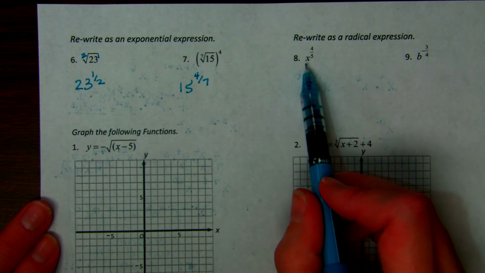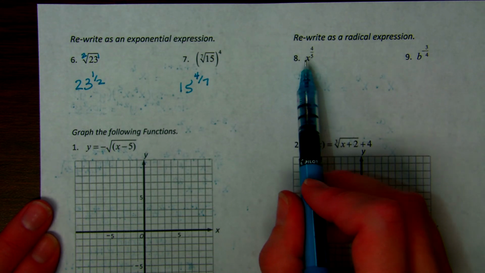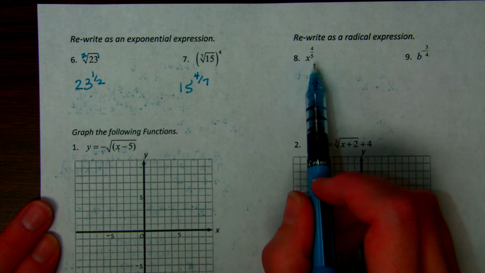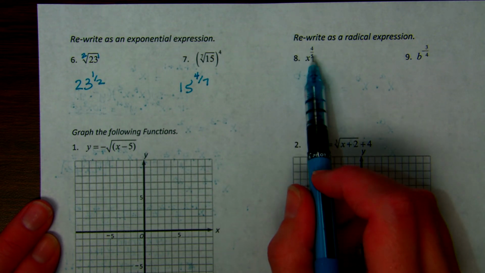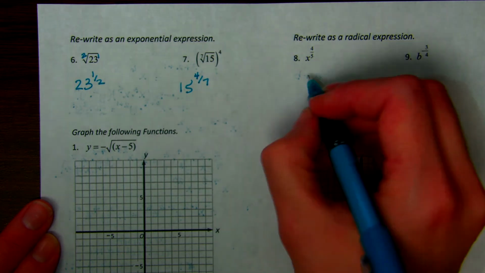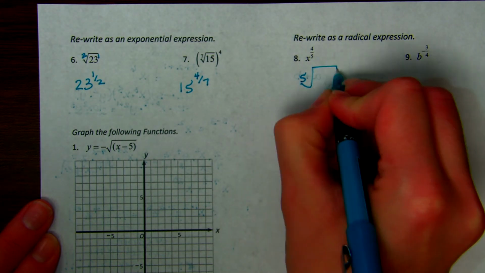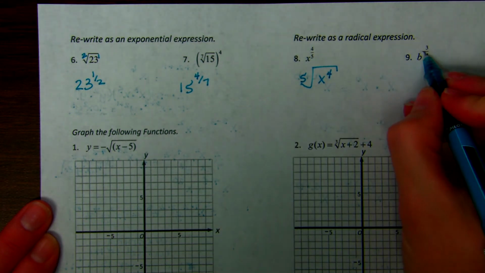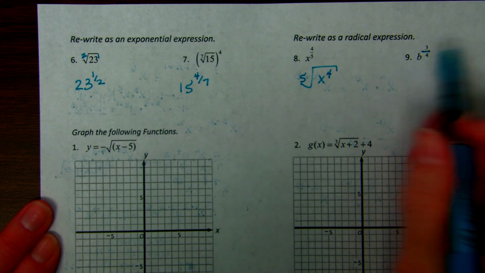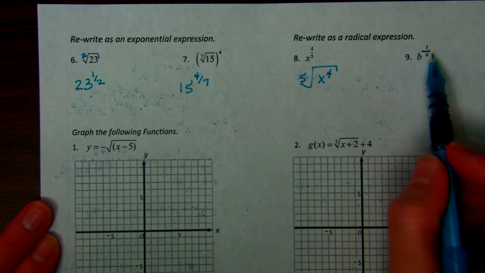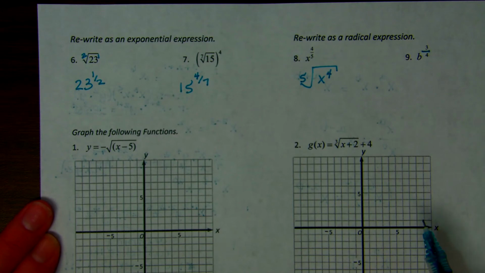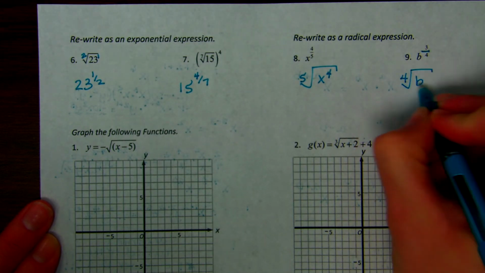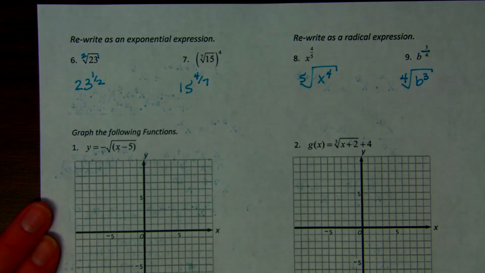Okay. 8 and 9, they've asked us to write as radical expressions. And so again, root is on the bottom, power is on the top. This is the 5th root of x to the 4th power. And then guys, this is just supposed to be a 3/4. I don't know if that's a negative or if it just drew the line funny, but it's just supposed to be 3/4. So this is the 4th root of b to the 3rd power.